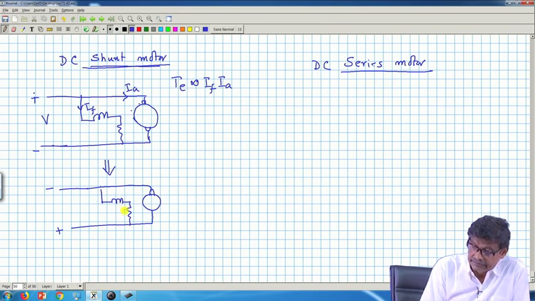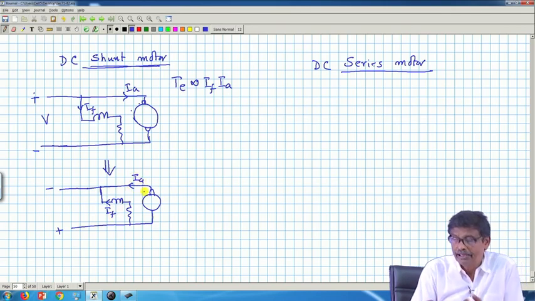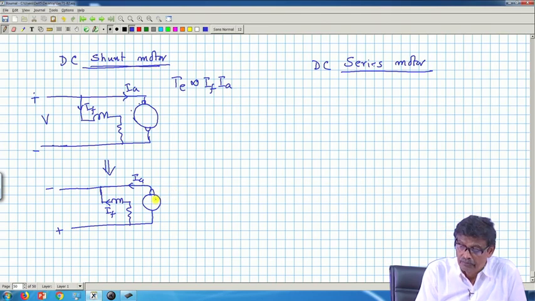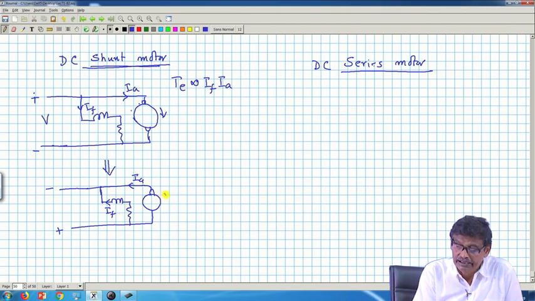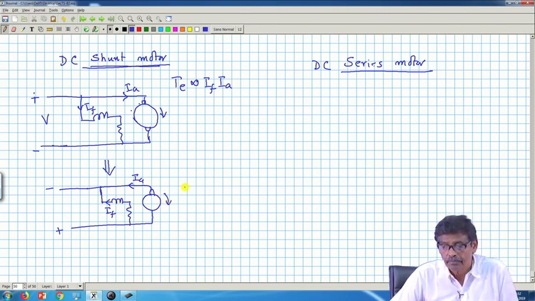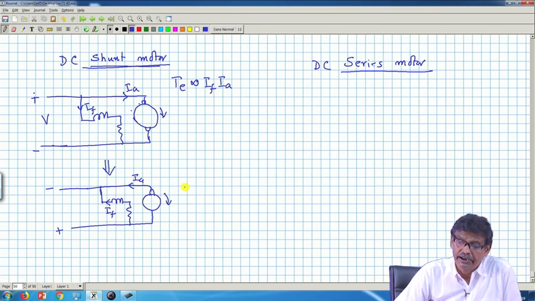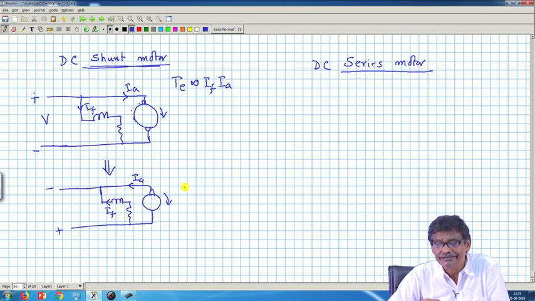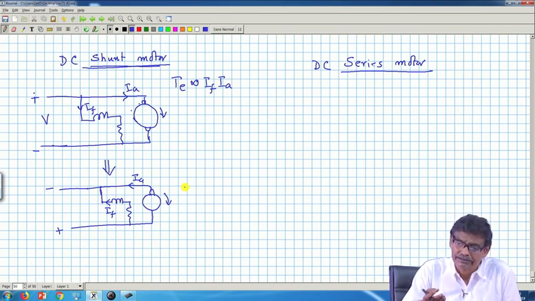In the second case, this is IF, this is IA, is it not? Both of them have reversed, therefore the product will remain the same. So, electromagnetic torque will be in the same direction. If it was running like this, in this case also it will do like this. Got the point? Therefore, a shunt motor, if the supply terminals are reversed, in the steady state it will be rotating in the same direction.